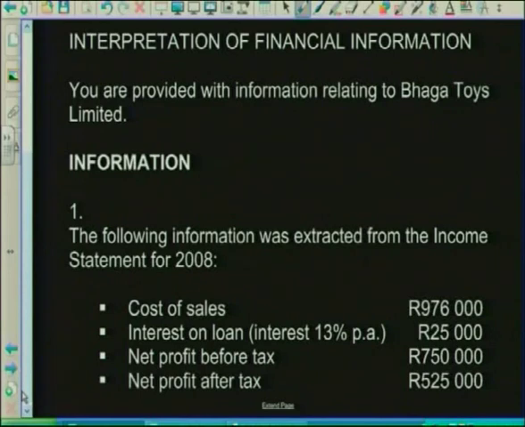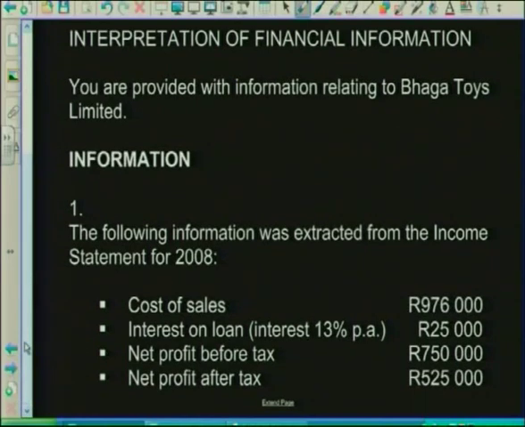Your information. The following information was extracted from the income statement for 2008. So they're giving us an extract from the income statement for the year 2008. We've got cost of sales given to us. Below cost of sales, interest on loan, and in brackets they tell us the interest is 13% per annum. So I'm just going to circle that 13% because I might need that rate at a later stage. Net profit before tax, and below that, net profit after tax.